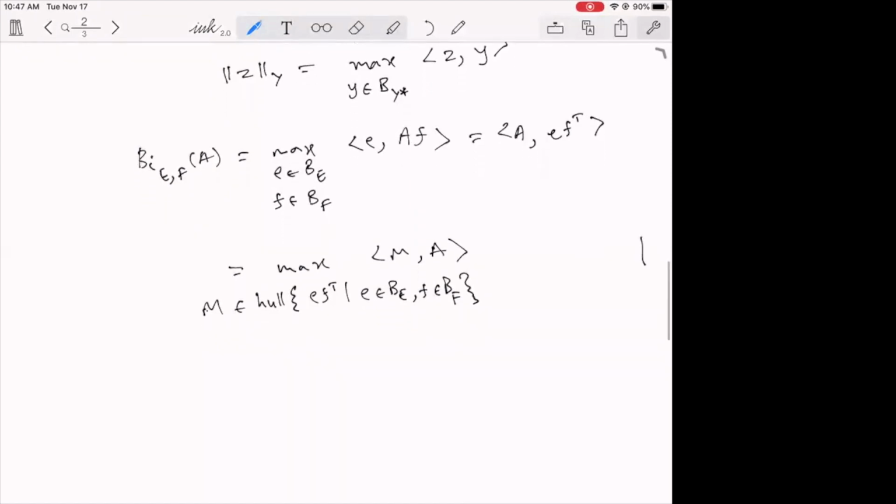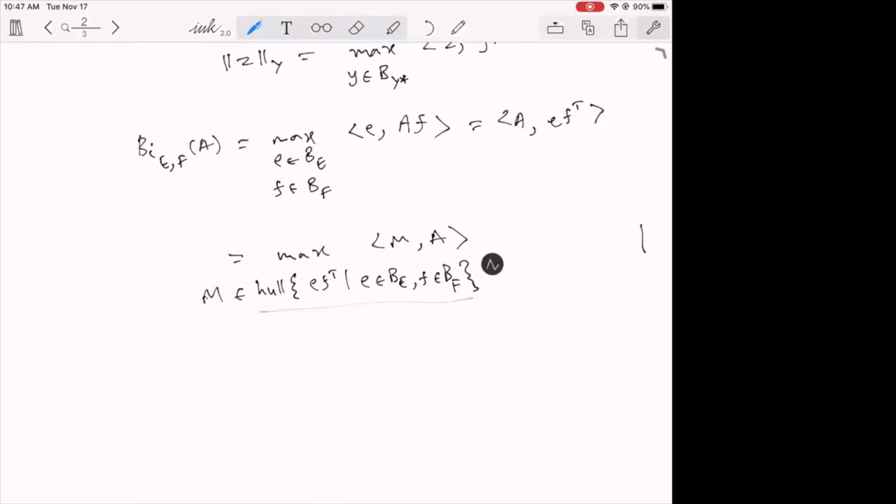Okay. However, note that this set, the hull of EF transpose such that E is in ball E and F is in ball F, is an origin symmetric convex body. And so now we're just staring at the definition of the dual norm. So this must be equal to the polar. If I look at the unit ball of this bilinear maximization norm, this set must be the polar of that unit ball.